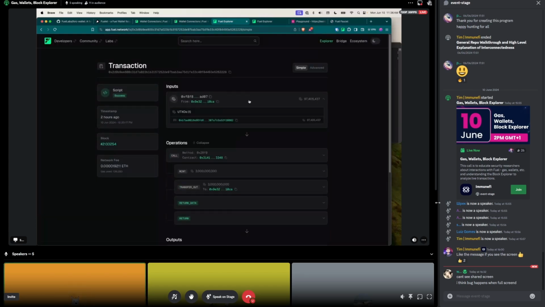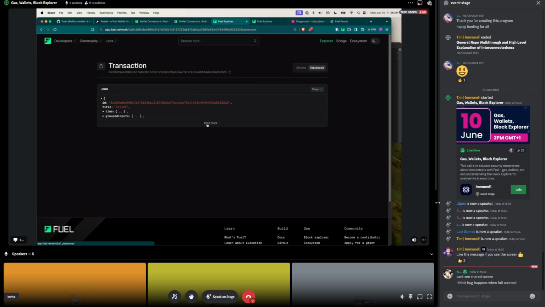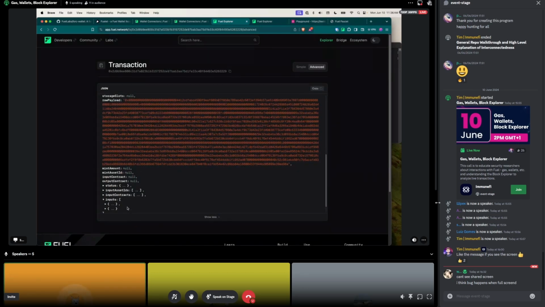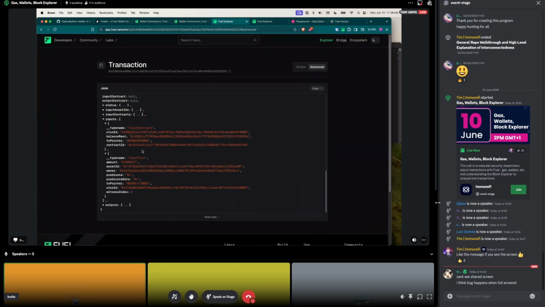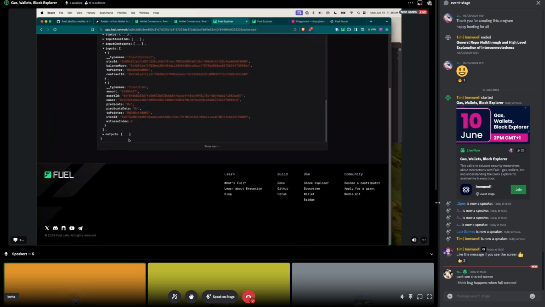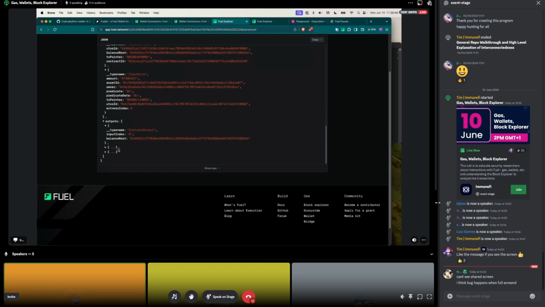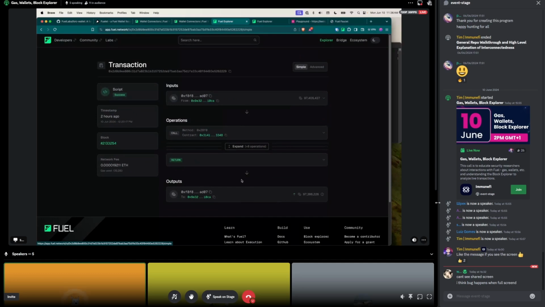Because here we show a more user-friendly view, you can also go to advanced. That is going to be almost like using the playground directly against the node, and it shows all the inputs and all the details of the transaction. The main thing here is that inputs are the UTXOs and also the contract states that you are going to be using in the transaction. It also shows all the outputs of the transaction. You can see the same thing here, but in a simpler, more user-friendly view.